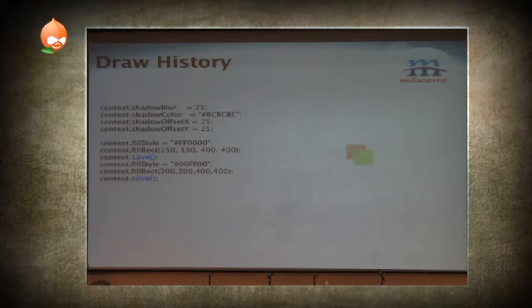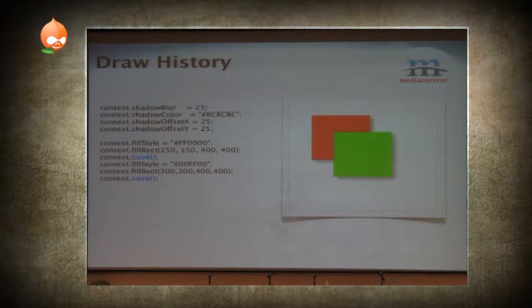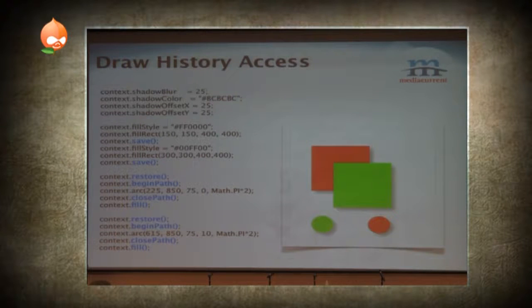Okay, so in this example, we have the first 2 rectangles but the save method has been called after each. Save stores the current state of the context attributes to a stack, and it can be called multiple times. Next slide. In this slide, after the second save, we call restore, which loads the saved state at the top of the stack and pops it off of the stack.